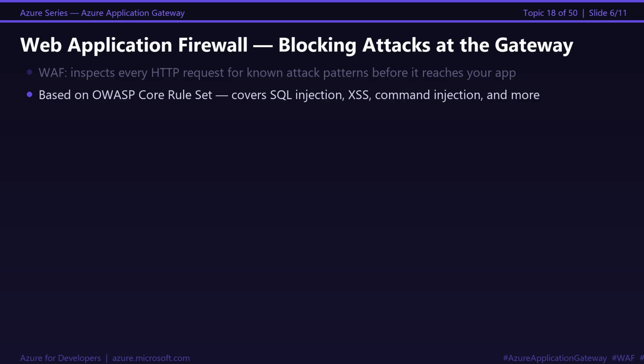Custom rules let you go further. Block traffic from specific countries. Block known bad IP ranges. Rate limit by IP address to stop brute force attacks.